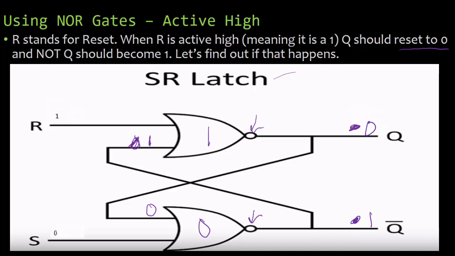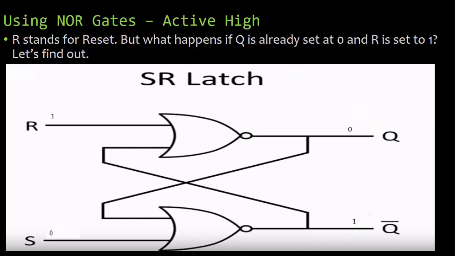It still works. Now, because R stands for reset and it's active high, when R is 1, it's going to reset the latch, meaning Q becomes 0, not Q becomes 1. But what happens if Q is already set at 0 and R is set to 1?